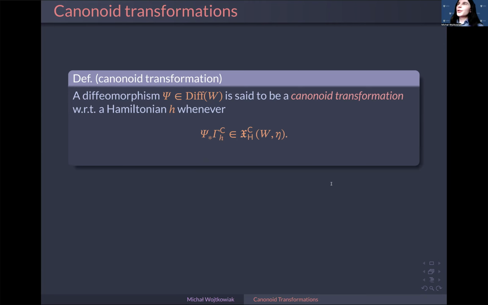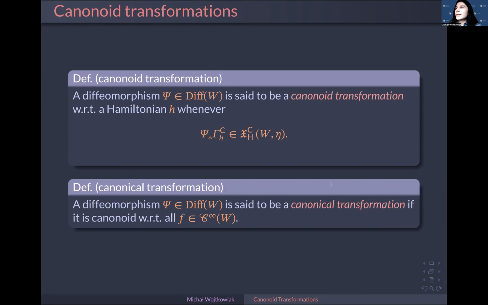For a transformation to be canonoid, we get essentially the same condition as with the symplectic case, just with switched notation. The push forward of a Hamiltonian vector field needs to be a Hamiltonian vector field by itself. And then again, just like in the symplectic case, we have a canonical transformation if it is canonoid with respect to all possible Hamiltonians on that manifold.